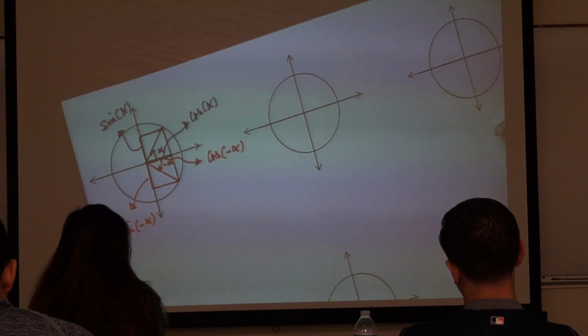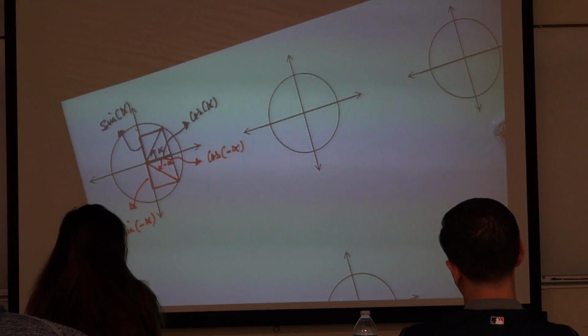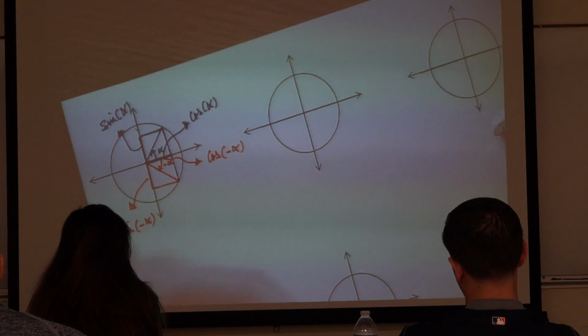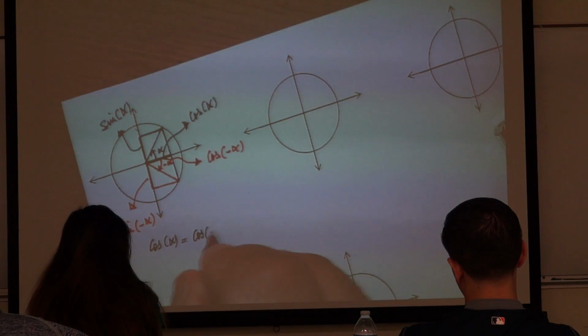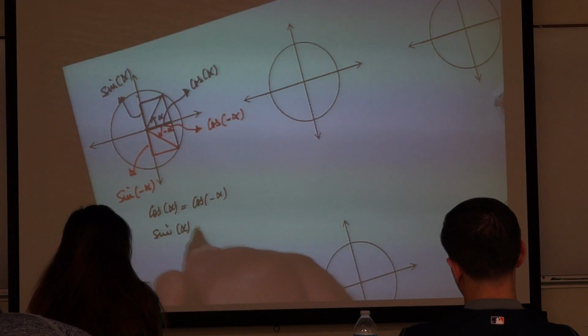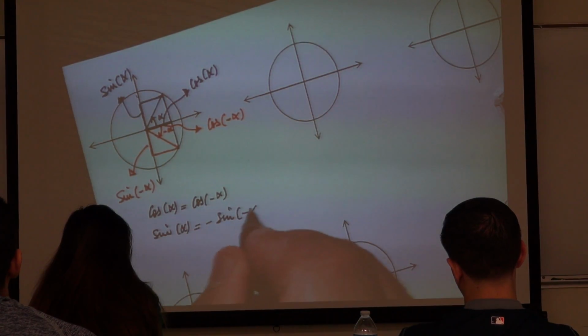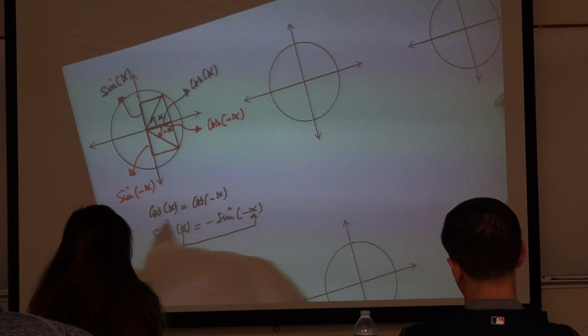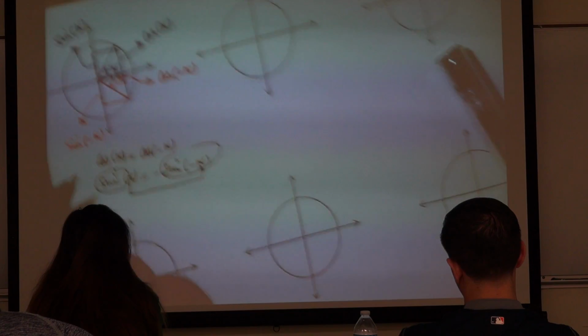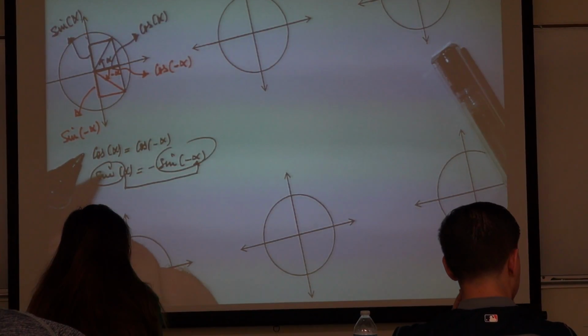It's very clear from all this that cosine alpha is the same as cosine negative alpha. And then sine alpha is negative sine of negative alpha, which means replace alpha with its opposite, you get opposite values also. Pay attention to something. Even on the unit circle, you have the same thing.